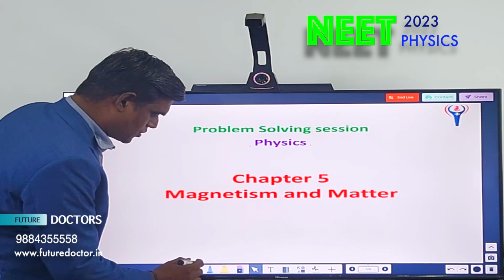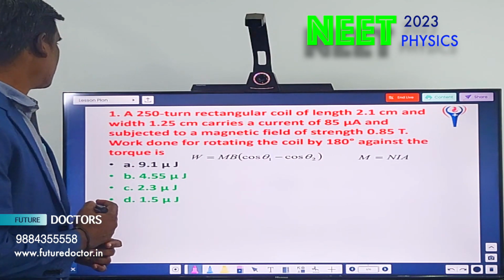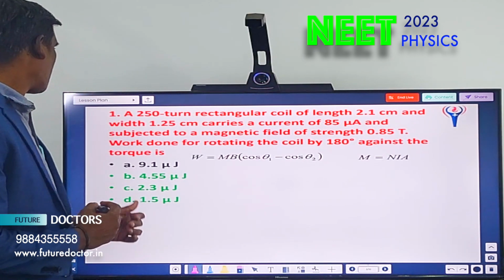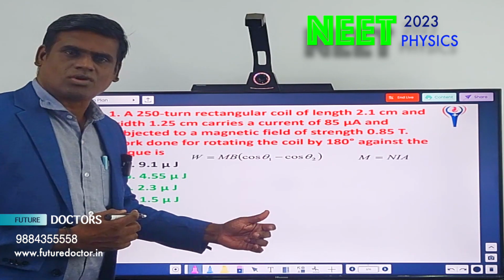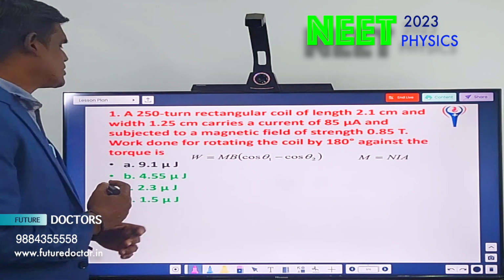Let's discuss first question. A 250 turn rectangular coil of length 2.1 centimeter and width 1.25 centimeter carries a current of 85 microampere and is subjected to a magnetic field of strength 0.85 Tesla. Work done for rotating the coil by 180 degree against the torque is dash.